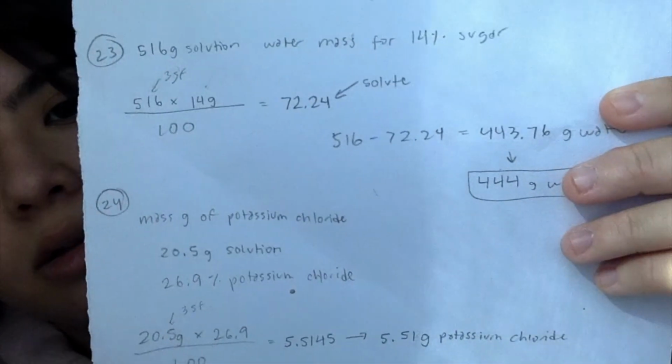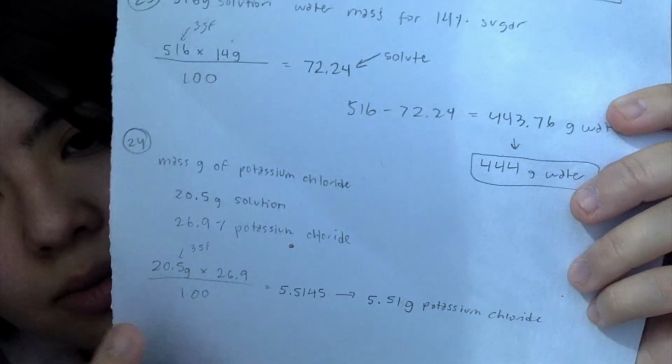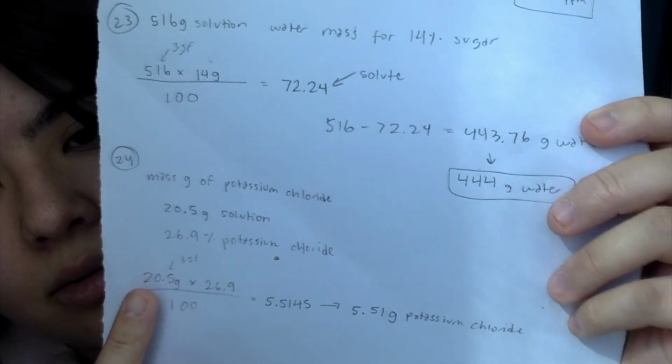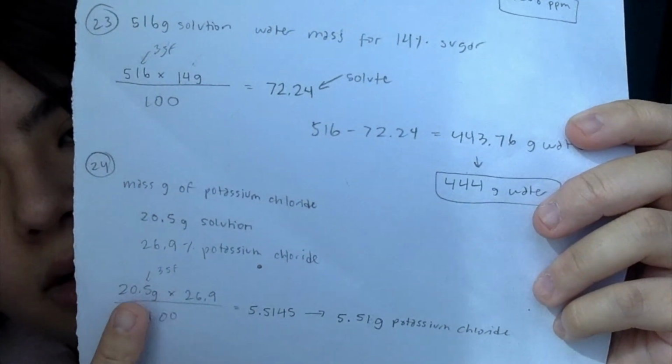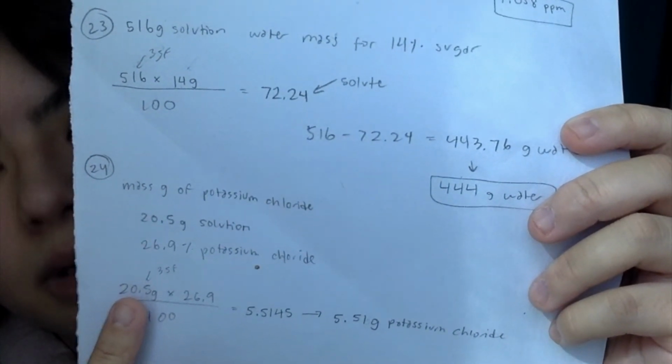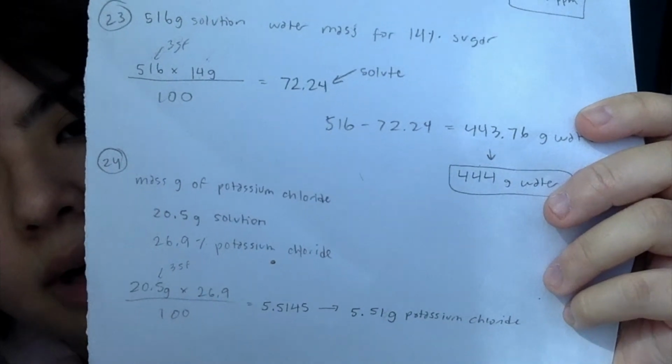And I rounded it to 5.51 because the smallest amount of sig figs in what I'm given is 3, because 20.5 has 3. The 0 in between counts because it's sandwiched between two other non-zero numbers.